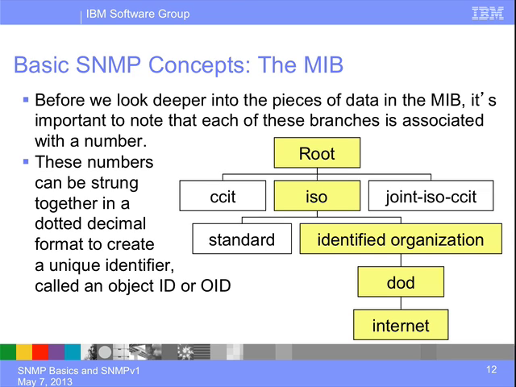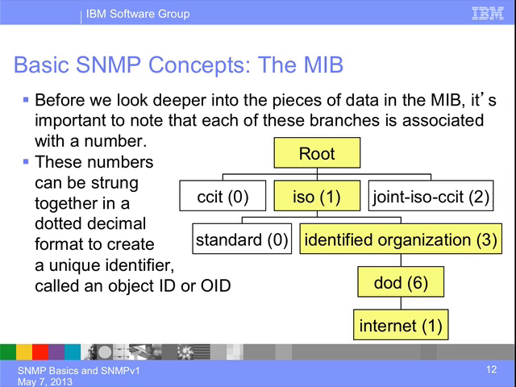It is also important to understand that each of these branches has a number associated with it. These can be strung together in a dotted decimal format in order to create a unique identifier for each path or object. So if you wanted to tell someone how to get to the internet path, instead of saying root, ISO, identified organization, DoD, internet, you could simply say 1.3.6.1.